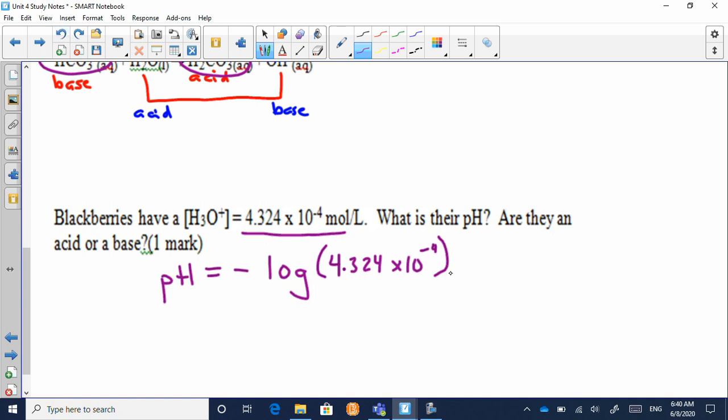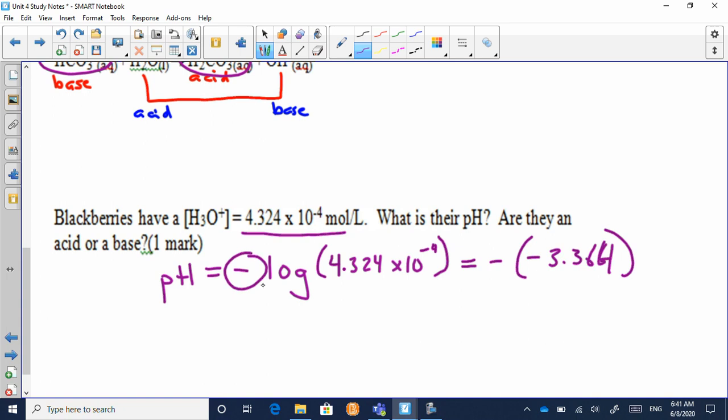All you've got to do is grab your cell phone or your calculator and type in the number. So you'll do second function, log, on my calculator. Okay, and then I type in that number, 4.324, exp, or times 10 to the negative 4. And my calculator gives the following as the answer. It says negative 3.364.